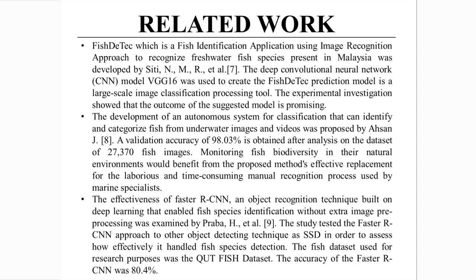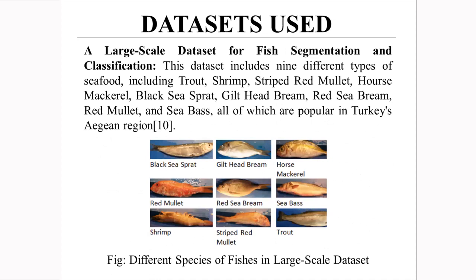The effectiveness of Faster RCNN, an object recognition technique built on deep learning that enabled fish species identification without extra image preprocessing, was examined by Prabha et al. The study tested the Faster RCNN approach against other object detecting techniques such as SSD in order to assess how effectively it handled fish species detection, and the dataset used for this research purpose was the QUT dataset, and the accuracy they got is 80.04%. Next comes the dataset I have used for my research work.